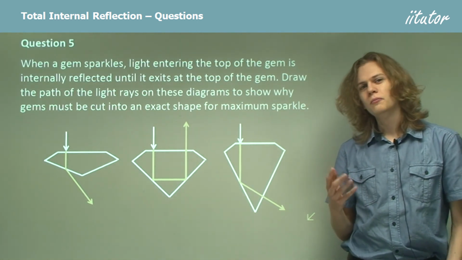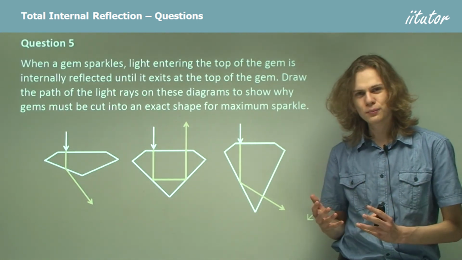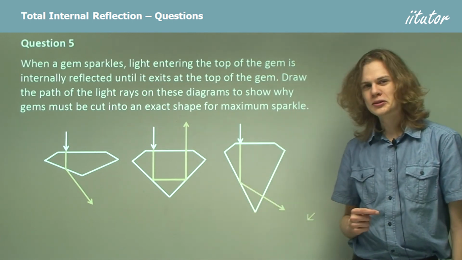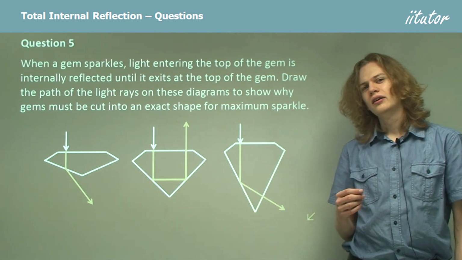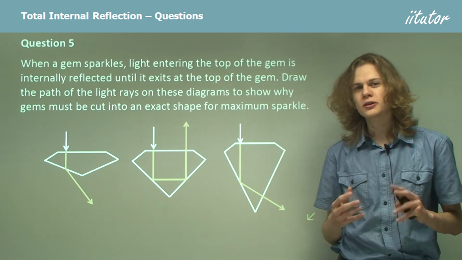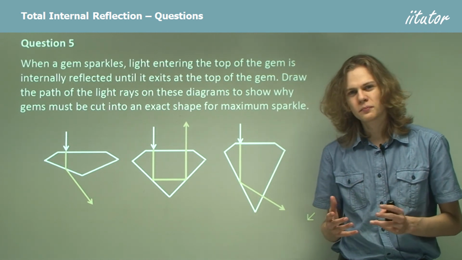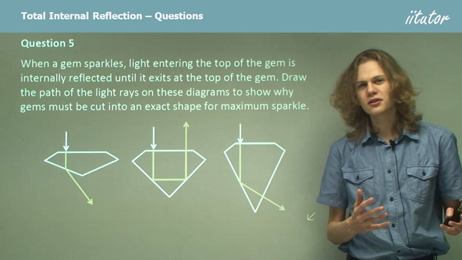Today we've learned a little bit about total internal reflection and how we can see it in the world around us. In the next section, we'll be looking at how we can use total internal reflection to make optical fibers that allow us to transmit large amounts of data very quickly.